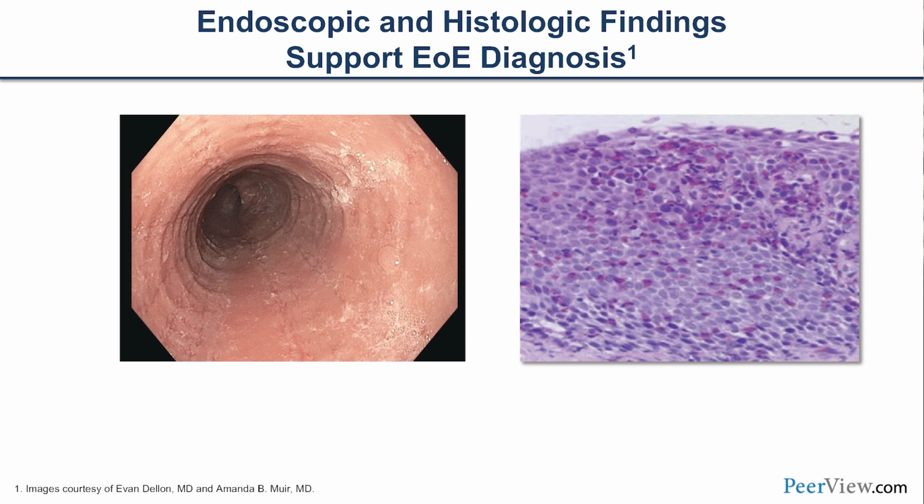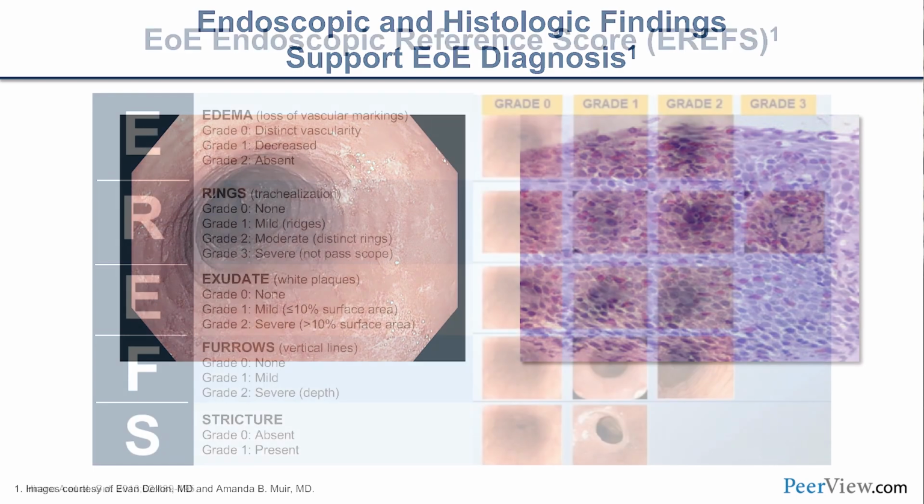The image on the right shows a typical esophageal biopsy. We're looking at the epithelium here, and you can see a marked infiltrate of multiple bright reddish pink eosinophils here.